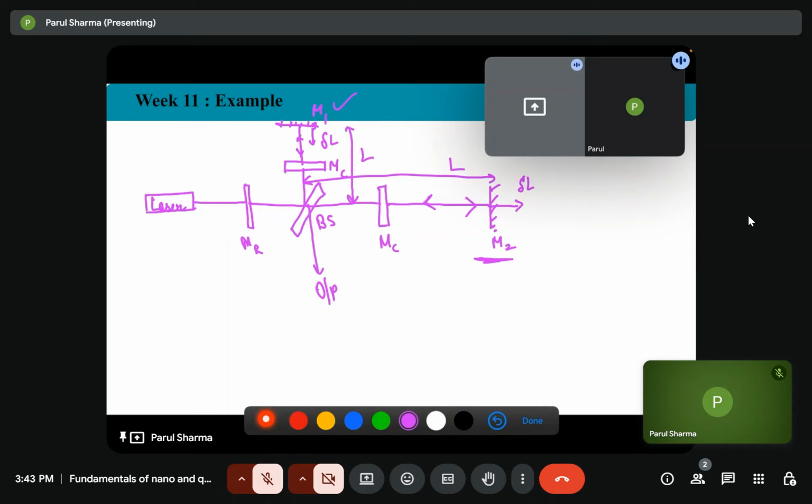So this is an interferometer. After reflecting through these two mirrors, it will come again at the beam splitter, and then at the beam splitter it will interfere and provide us the output. So the change in the path length, since the mirrors are suspended, will produce a shift in the interference pattern.